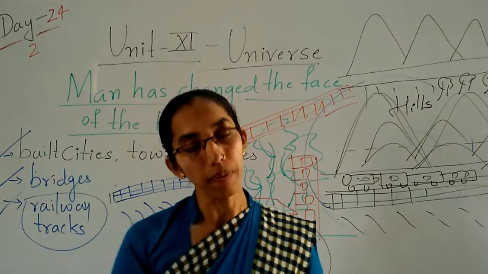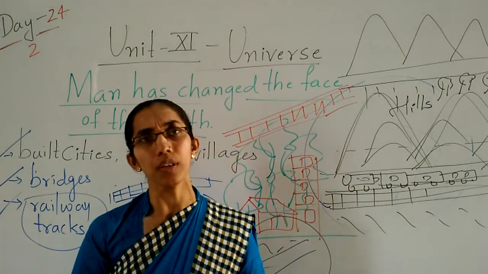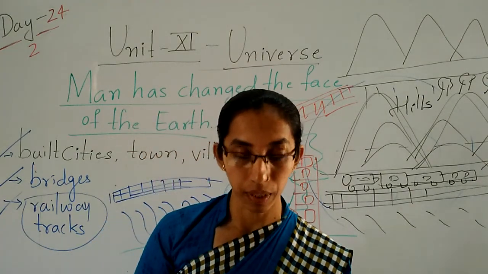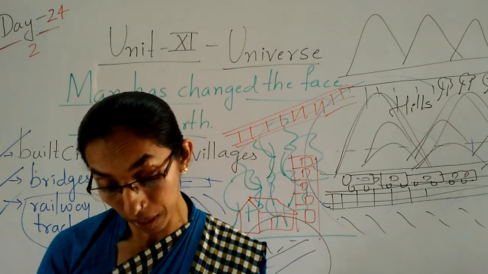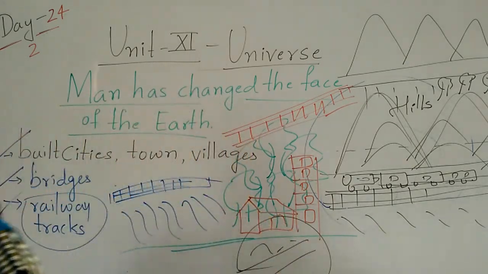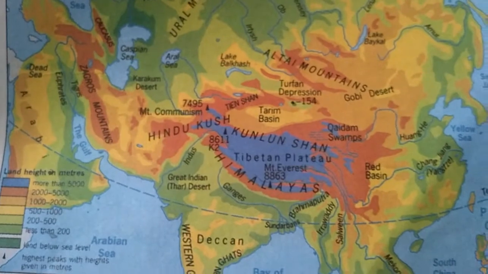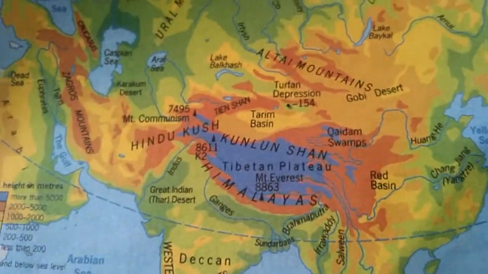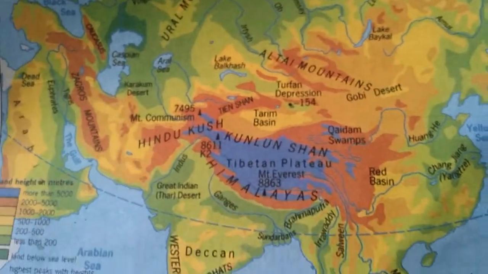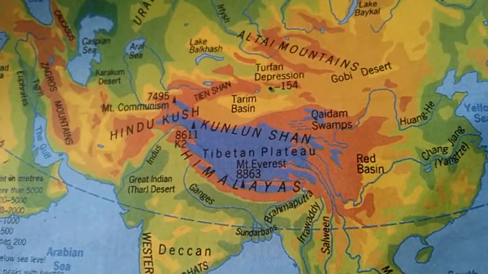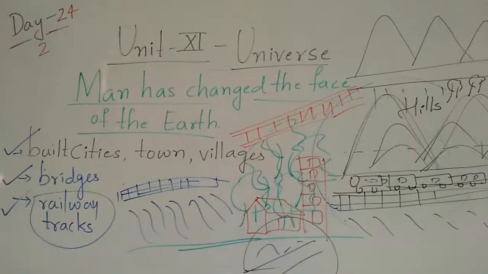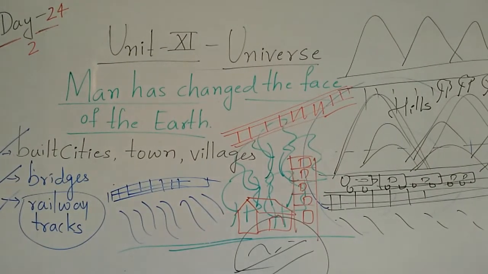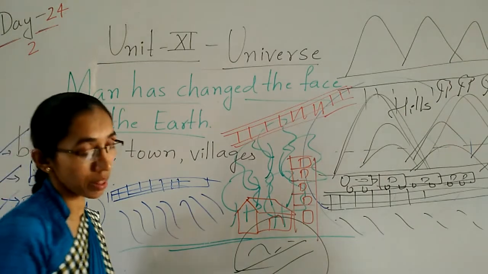Next, we'll see there are many countries on the earth. Yes, children, there are many countries on our earth. You can see this image, then you will understand. So here, children, you can see there are many countries on the earth. You know? So there are many countries on our earth.